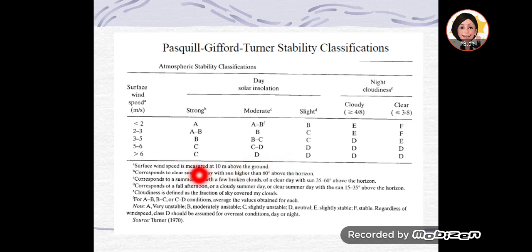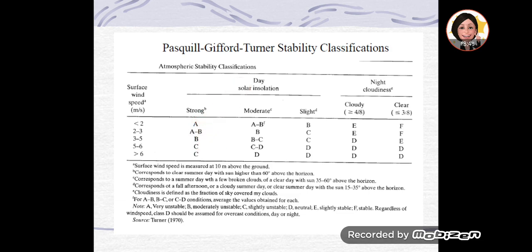A is surface wind speed, which is measured at 10 meters above ground. These are the different ranges of the wind speed. This is smaller than 2, so anything smaller than 2 falls in this class, and this is bigger than 6, so 6 falls in this class, above 6. Then B corresponds to a clear summer day with sun higher than 60 degrees above the horizon. That is B, strong.